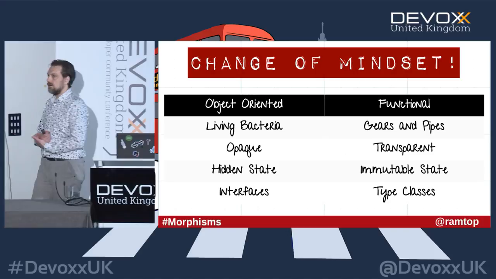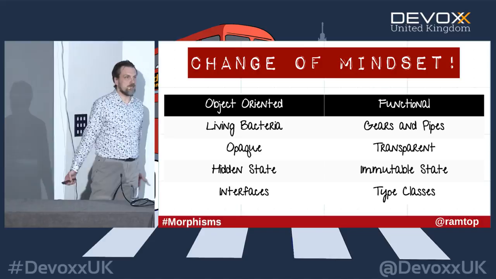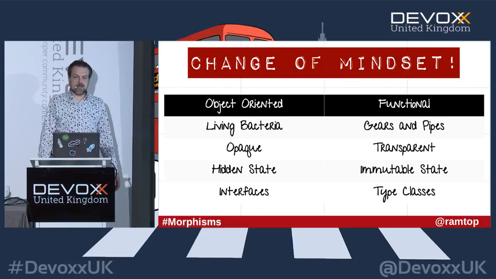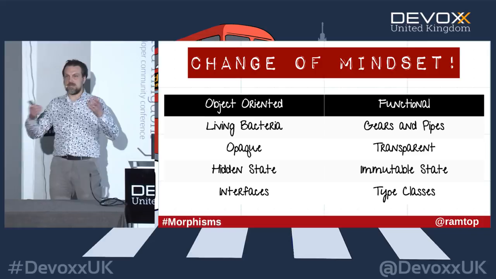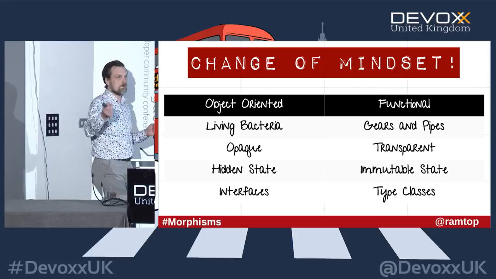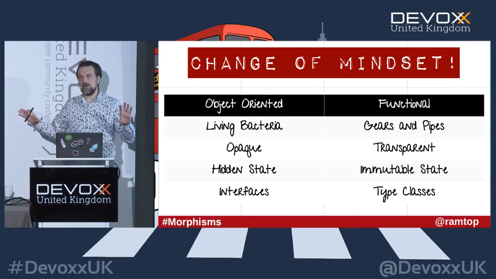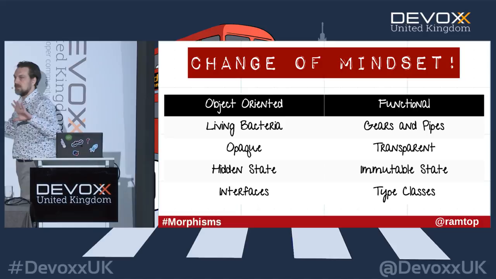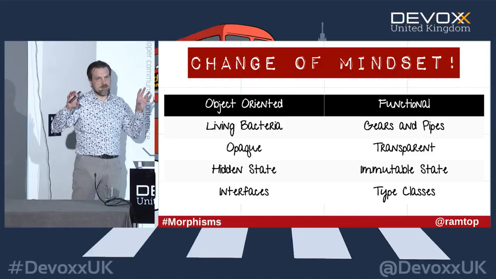When we talk about functional programming, there is a big change of mindset, in my experience, as I came from object-oriented and not really strong on mathematics. When I think of object-oriented programming, I think of something like bacteria, something that communicates, that keeps everything hidden inside and just communicates through messages. Instead, functional programming is a bit like gears or pipes, where everything must be completely visible, completely transparent, and you can see how everything works. And you need much more precision.